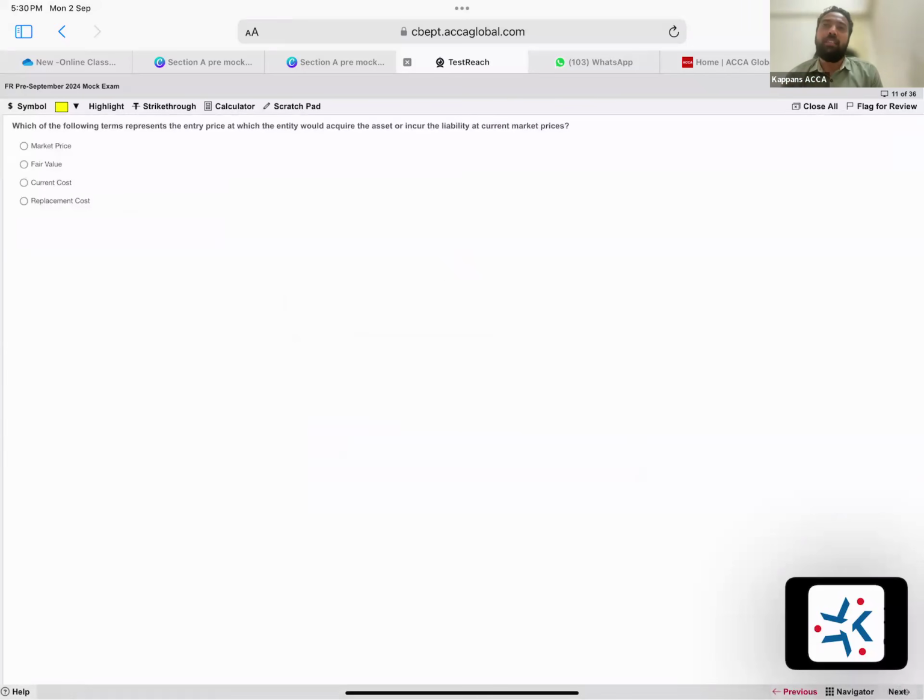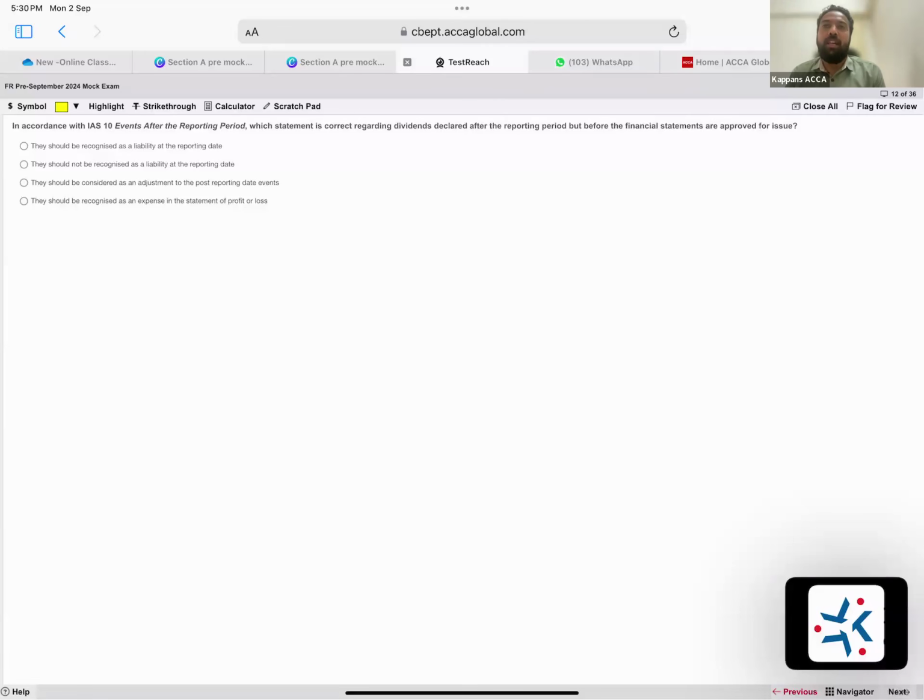The next question: which of the following terms represent entry price at which entity would acquire the asset or incur liability at current market price? That is pretty much simple, straightforward. Current cost is the cost at which entity will buy an asset.